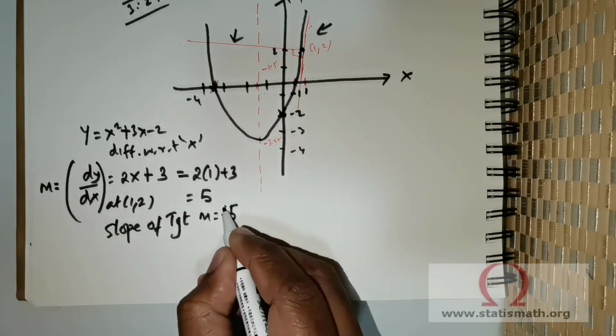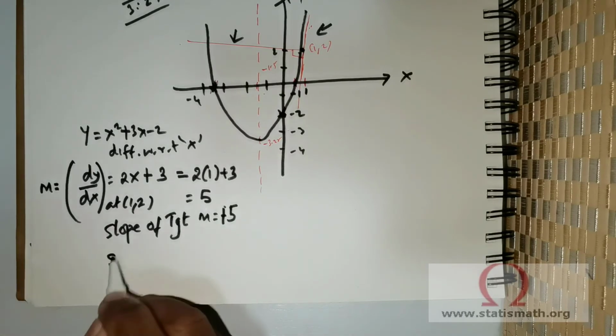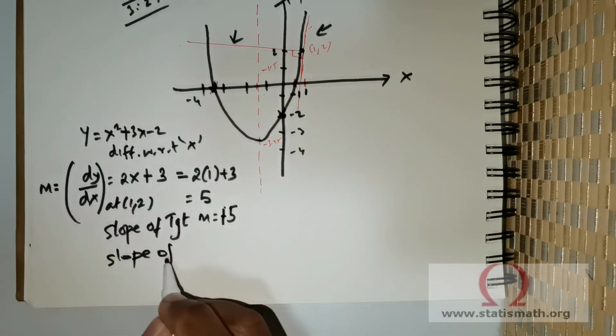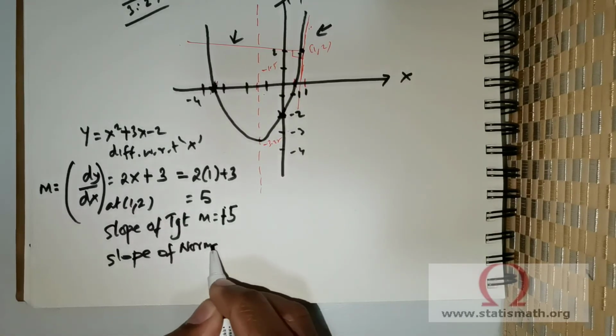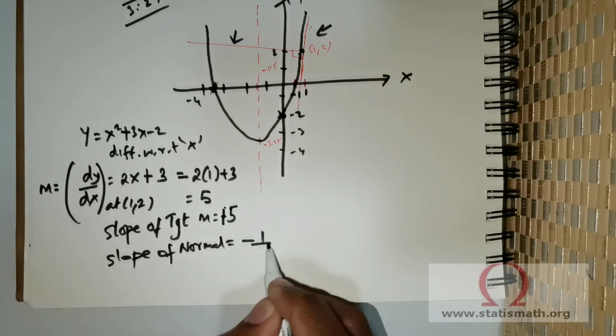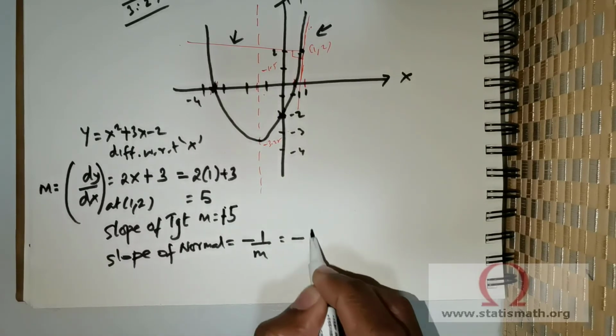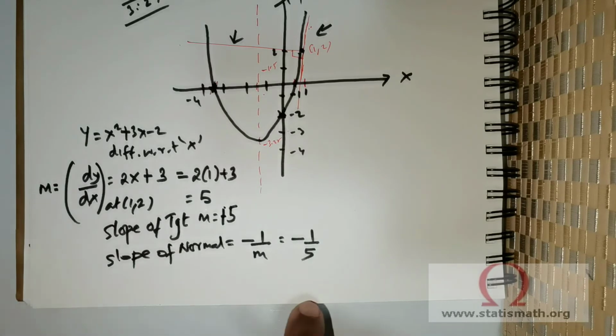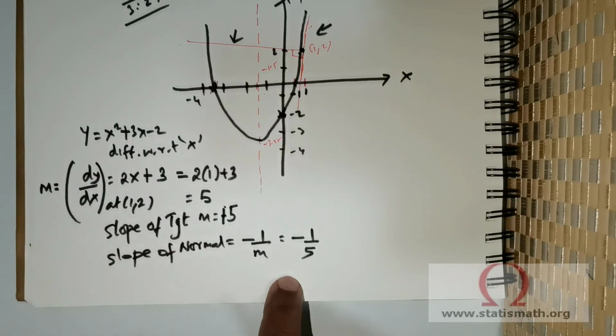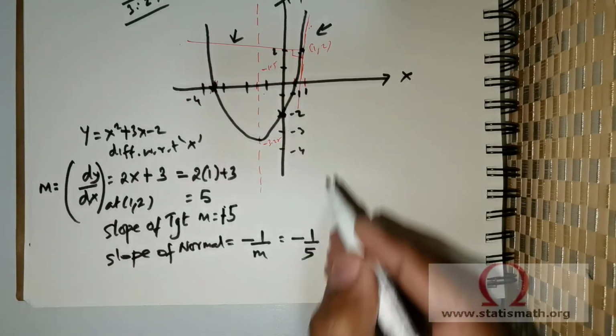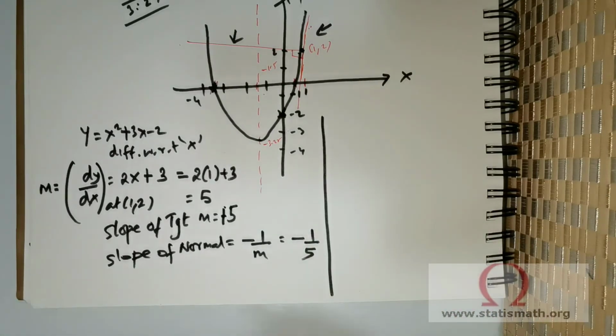Positive 5. Now, the slope of the normal will be equal to −1/m. That's going to be −1/5. This is the slope of the normal. This is the standard equation. Having obtained this, let us now obtain the equation of the tangent.